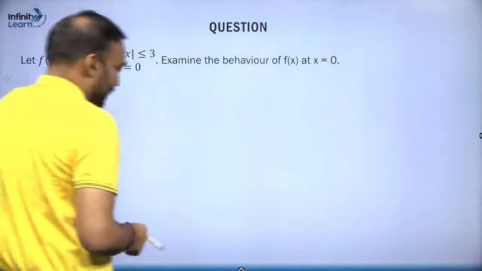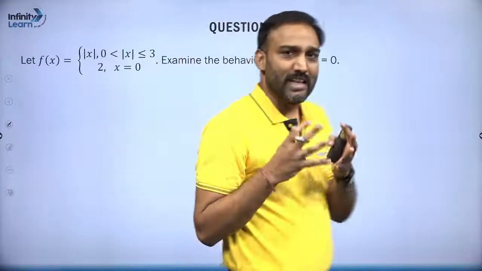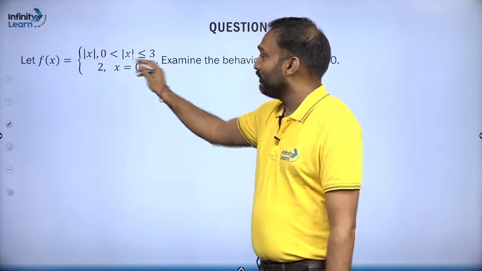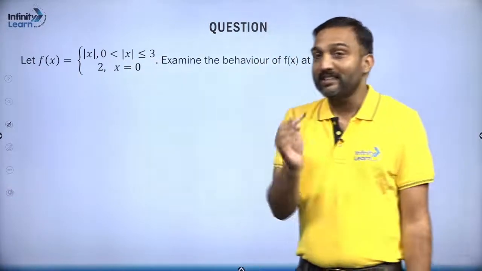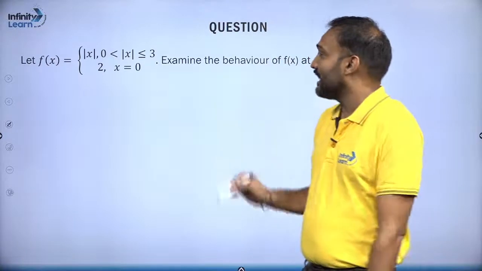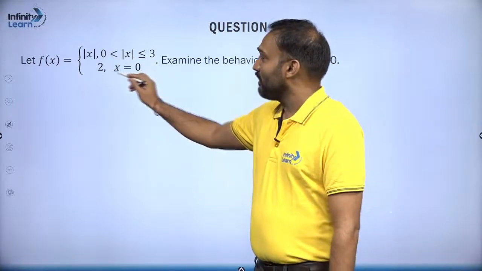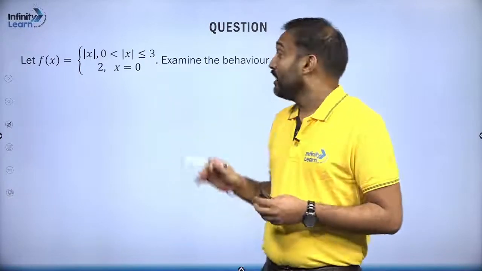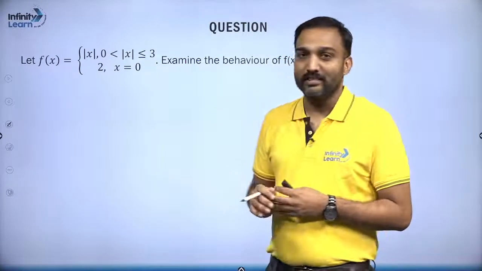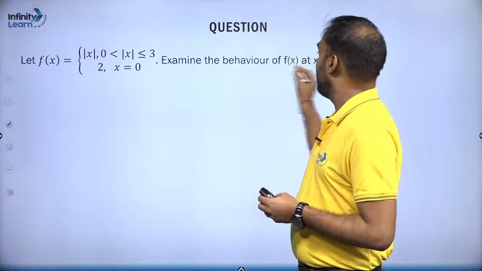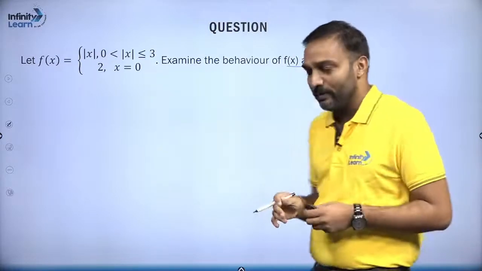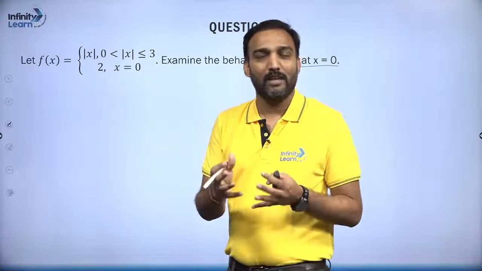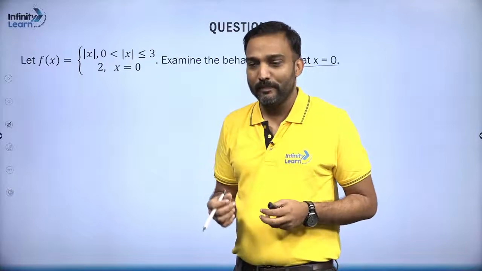So, question number 1. Question number 1 says there is a function f(x) which is defined as modulus of x when mod x goes from 0 to 3, with the equality sign at 3 and 0 is not included, so it is larger than 0. And at x is equal to 0, I have defined this function as 2. So, it is a piecewise function. I have to check the behavior of this function at x is equal to 0. Over here in this particular example, by behavior I mean whether you have a local maxima or local minima.